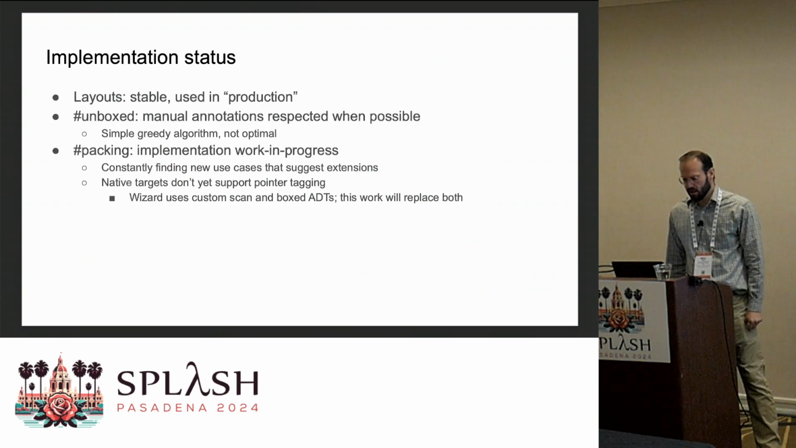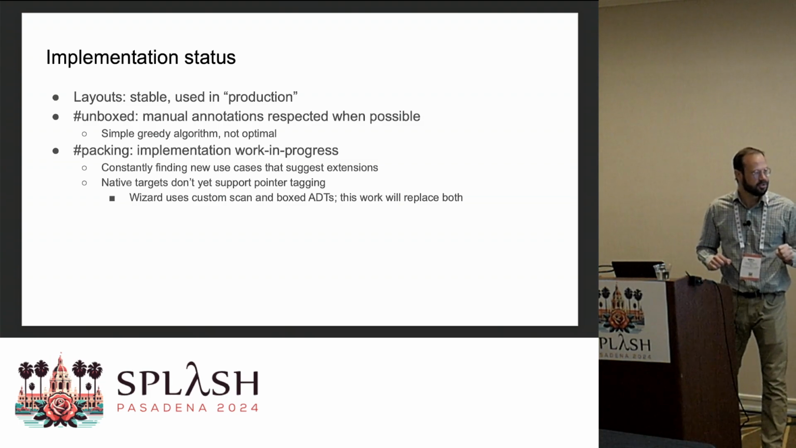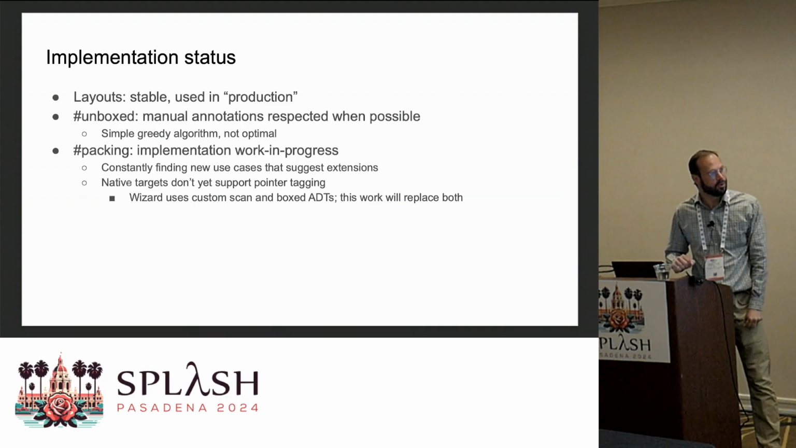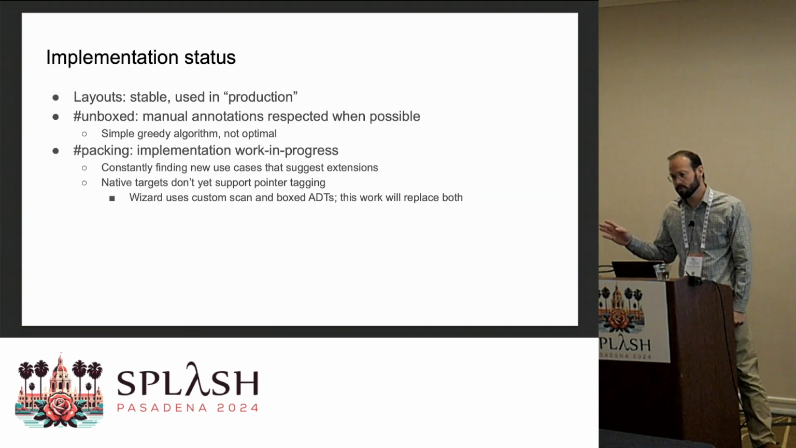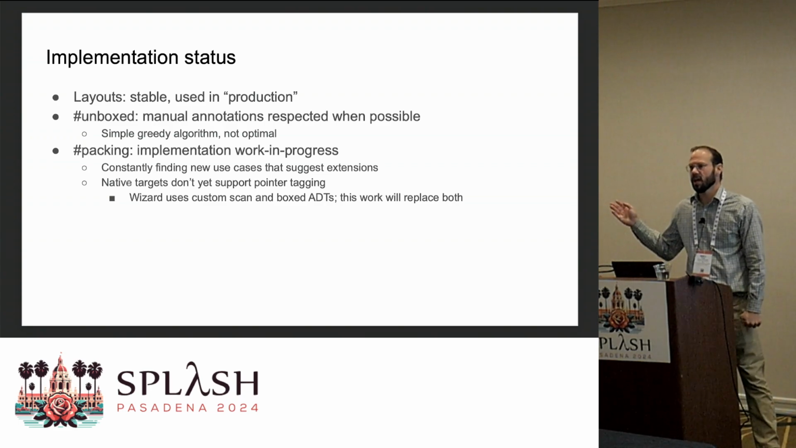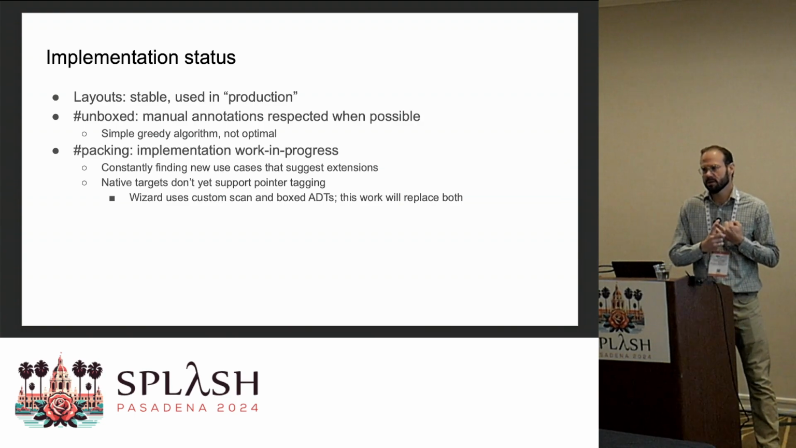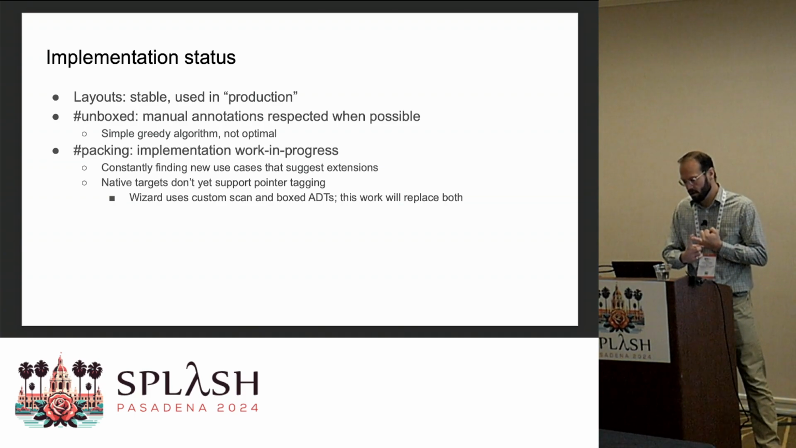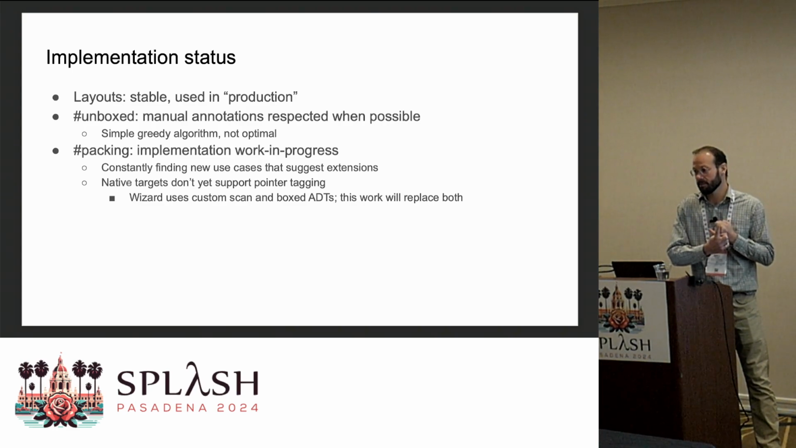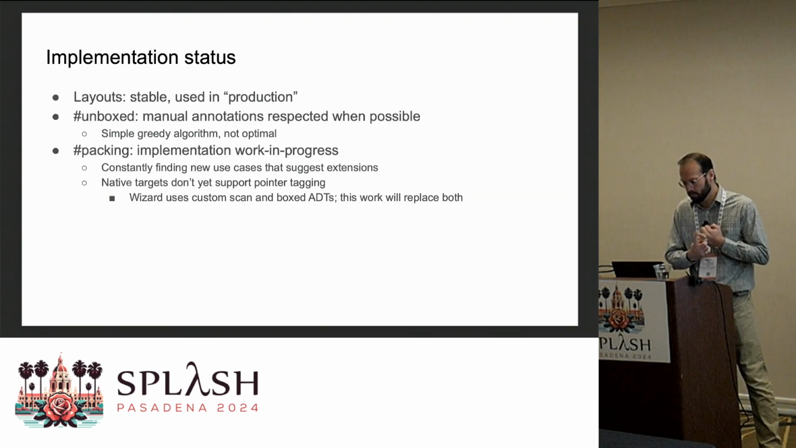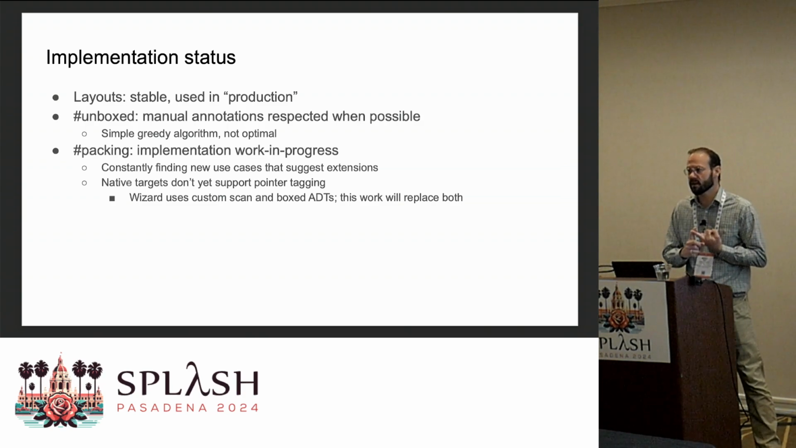So we've implemented layouts, so that's stable and used in production as much as Virgil is a production language, but those are used in Wizard and other things. Unboxed actually works for manual annotations. It's respected when possible. There's really not good feedback. If unboxed doesn't work, because your ADT could be recursive, it could also be closed over. Closures have a special representation where unboxing doesn't work. It may not tell you that it didn't unbox something. It'd be nice if it did. We're still using the simple greedy algorithm. It's not optimal. And the packing work is kind of a work in progress.